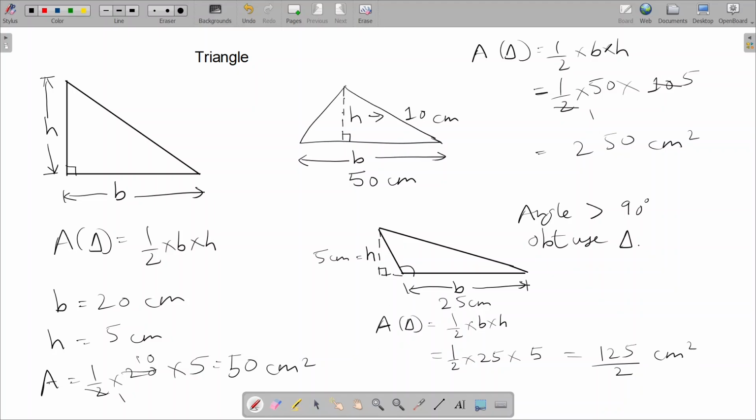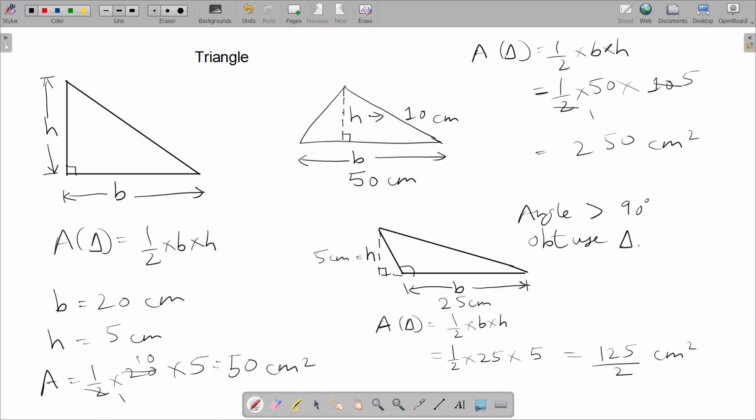So again I will repeat, in an obtuse triangle, one angle will be more than 90 degree. So don't get scared about where is the height. In the question they will give you the height and they will give you base. They can also give you this length. So ignore this length and take only the base of the triangle, and apply the formula of half into base into height. So this is how to find the area of triangle.